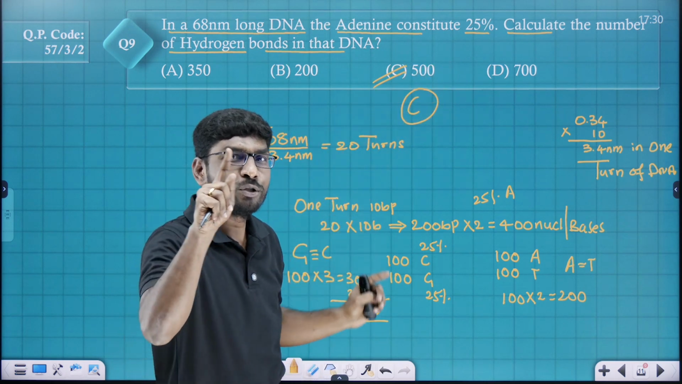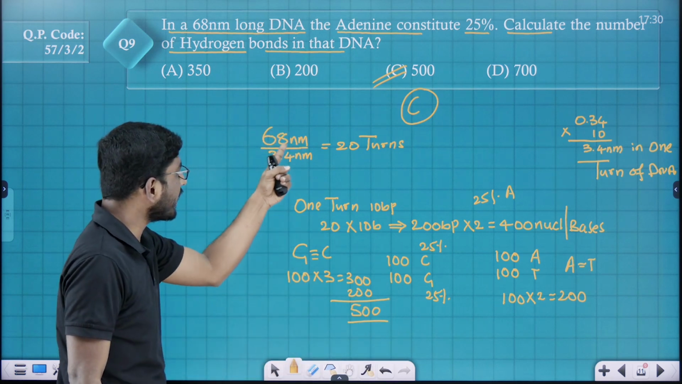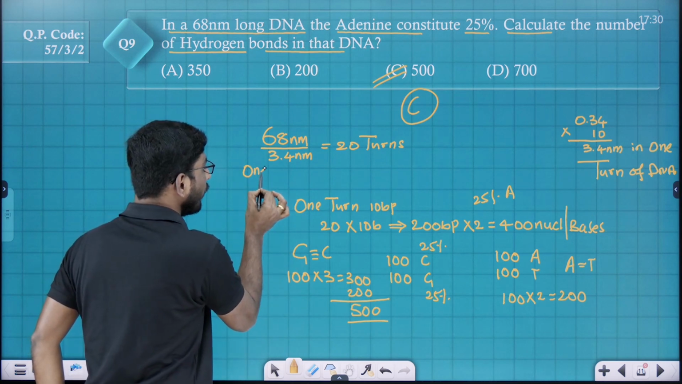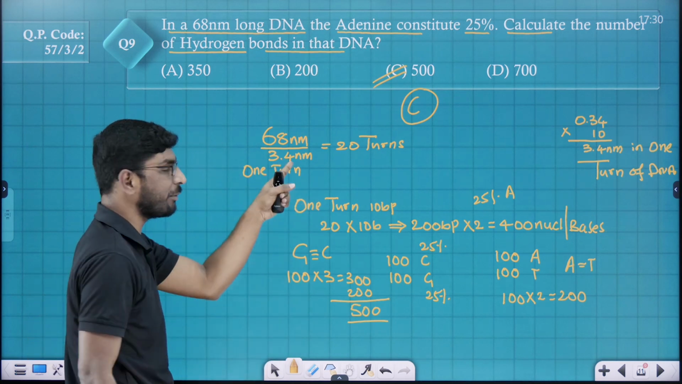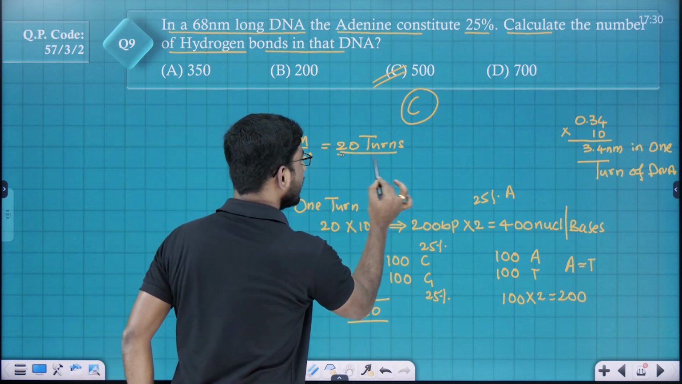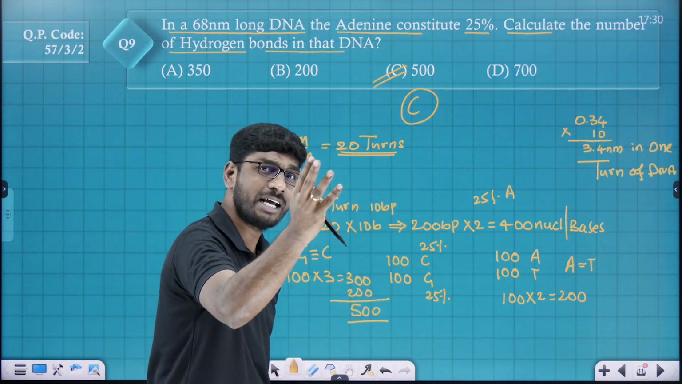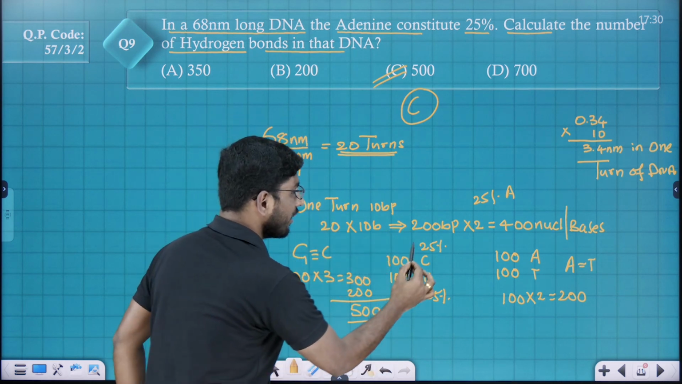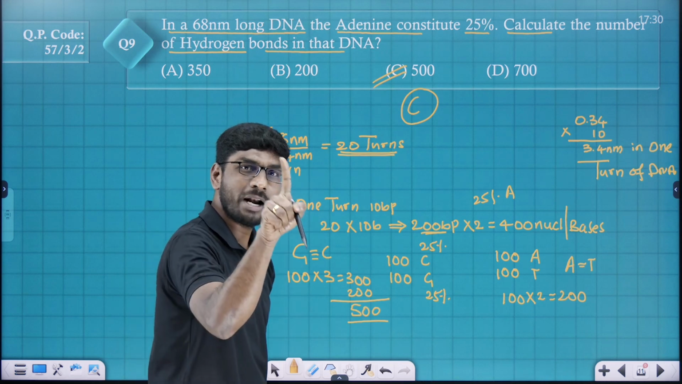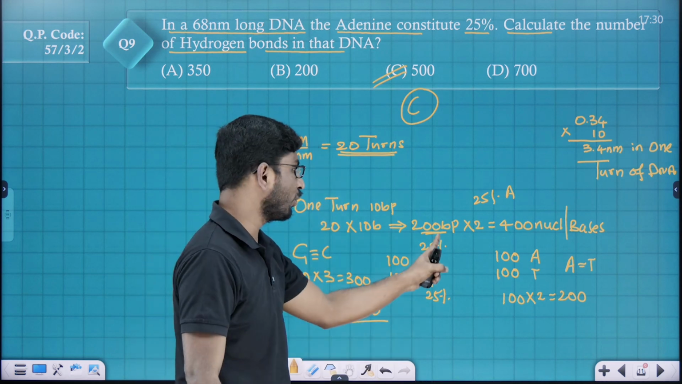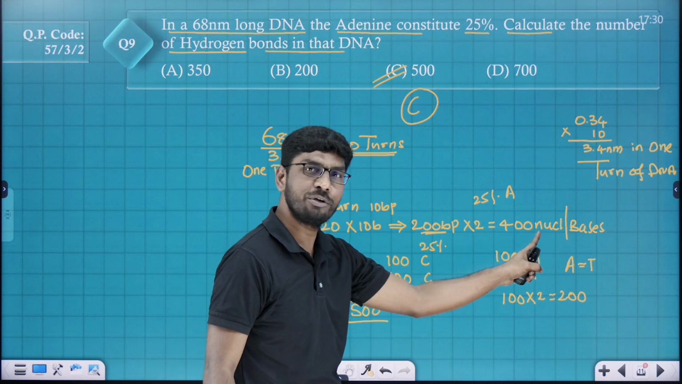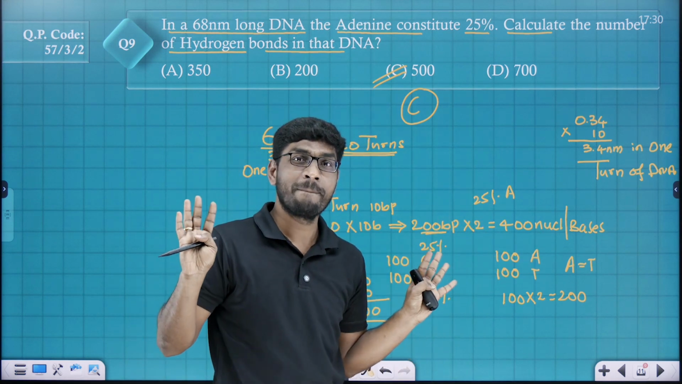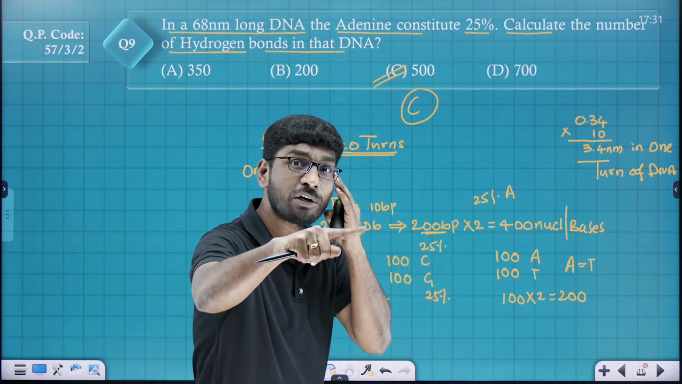To do that, 68 nanometer long DNA divided by 3.4. What is 3.4? The length of one turn of DNA. So I'm getting 20 turns. I know one turn has 10 base pairs. 20 into 10, so a total of 200 base pairs. One base pair equals 2 nucleotides, so 200 base pairs into 2 gives 400 nucleotides. I got the total number of nucleotides.